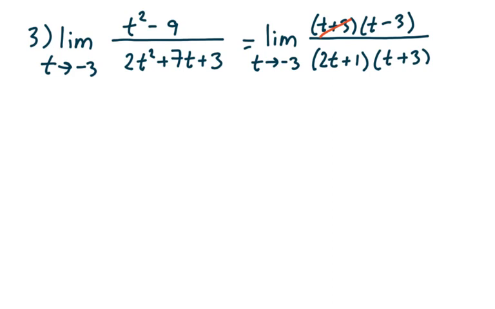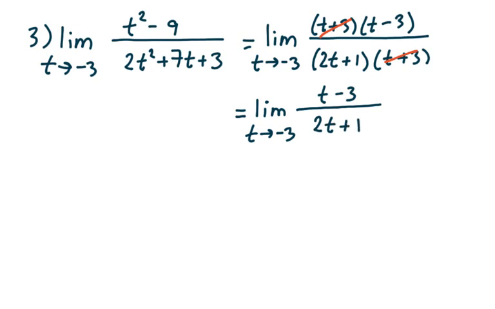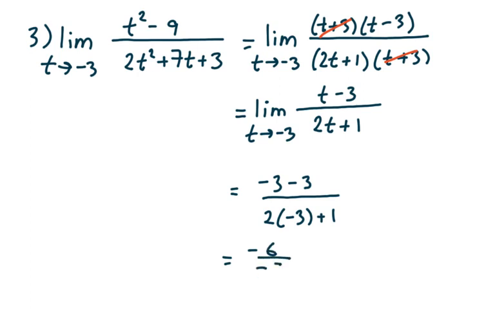Now, the t plus 3's cancel, and what we have is the limit as t goes to negative 3 of... Now, we get t minus 3 in the numerator, and we get 2t plus 1 in the denominator. And so this is (negative 3 minus 3) divided by (2 times negative 3 plus 1), which is negative 6 over negative 5. So the answer to example 3 is 6/5, because remember, a negative divided by a negative is a positive.